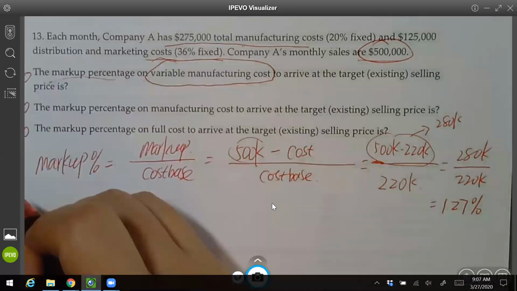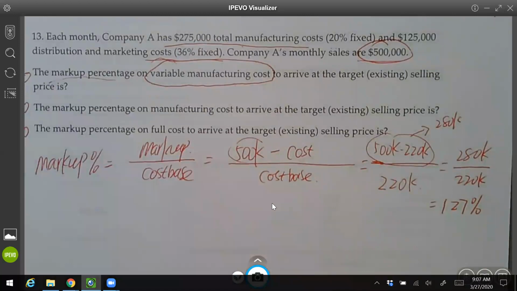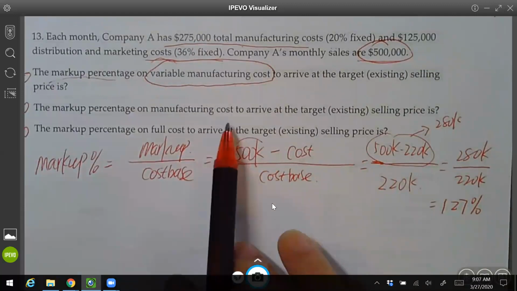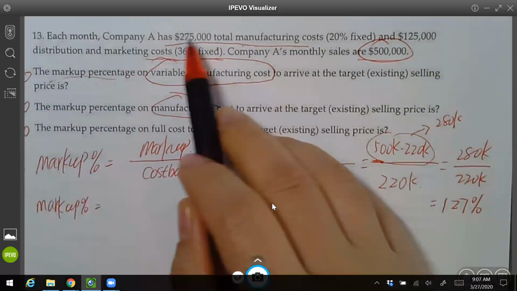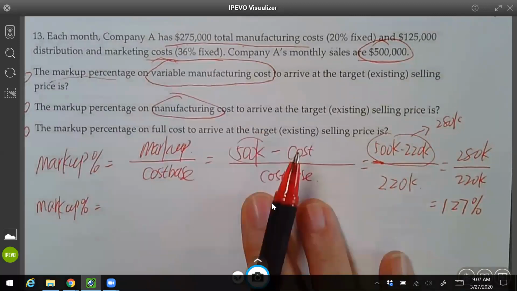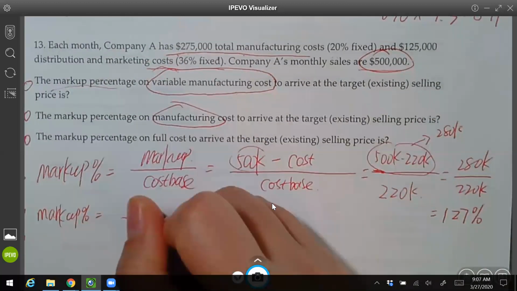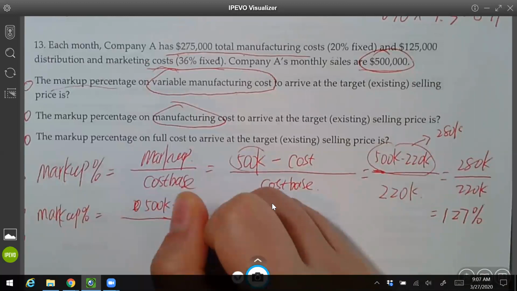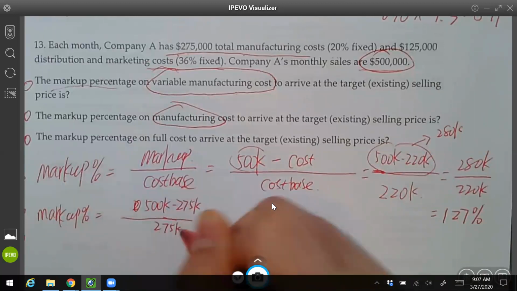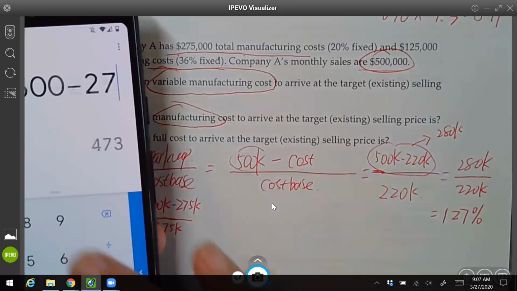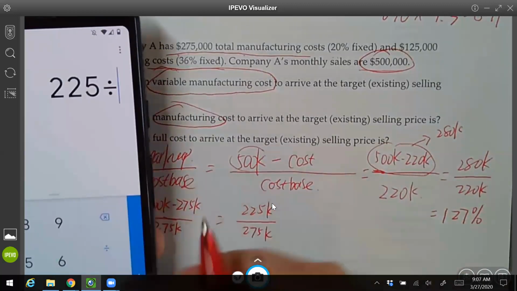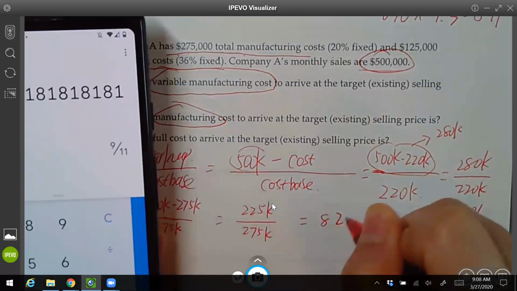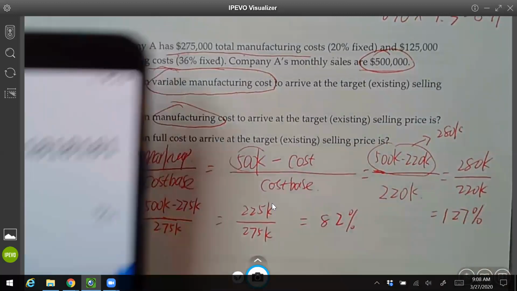In the Blackboard test, I'll just ask you the first one, but I want to work on the second and third one very quickly. I'm not going to say too much. Basically, it's the same, markup based on manufacturing cost. This one is easier. Manufacturing already told us it's 275. So markup is 500,000 minus 275,000, divided by 275,000. The markup is 225, your cost is 275, so that gives me 82%.